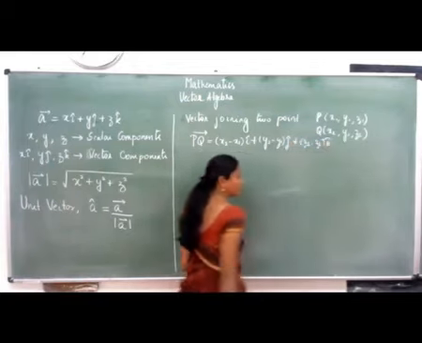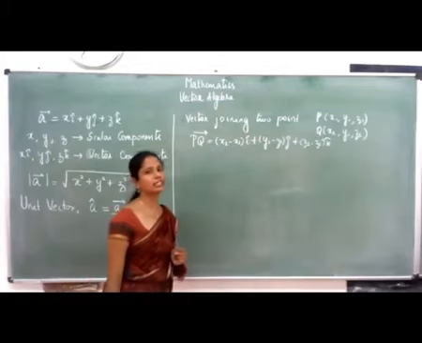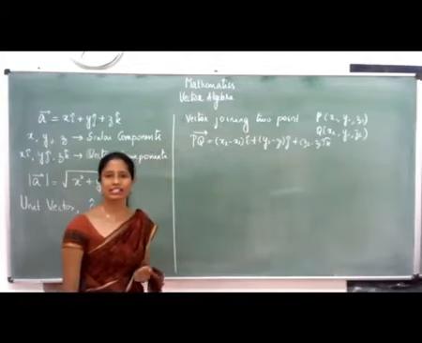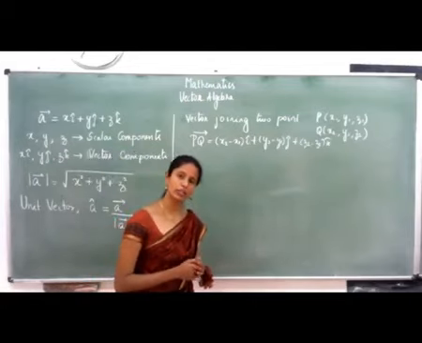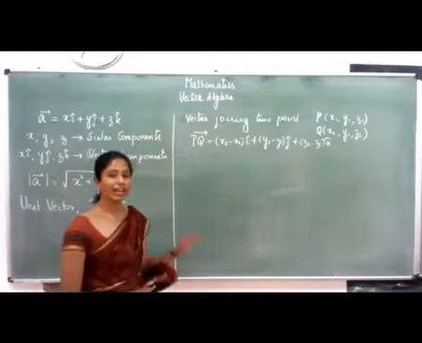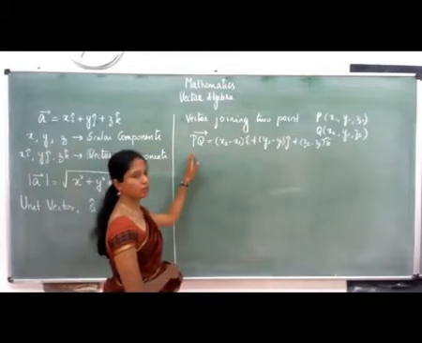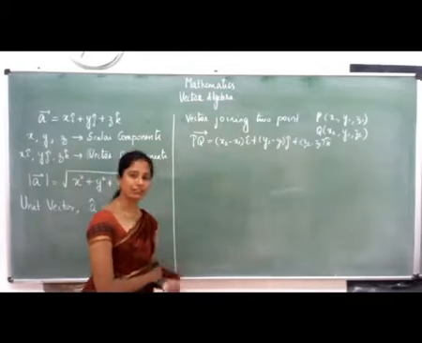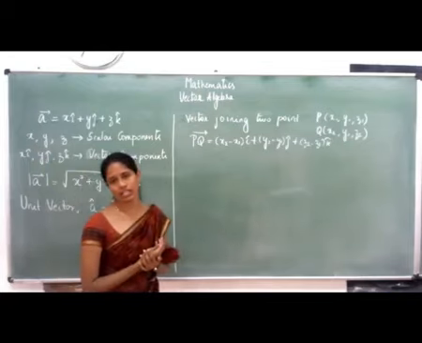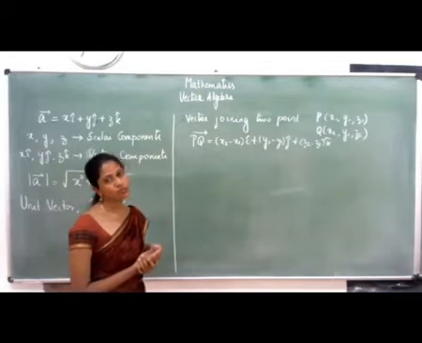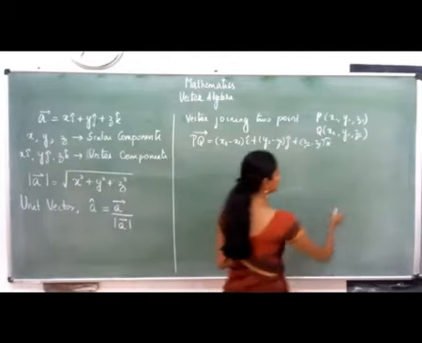I repeat, if you have any two points, say P with the coordinates x1, y1 and z1, and Q with the coordinates x2, y2 and z2, then the vector joining the two points, vector PQ, is given by x2 minus x1 i cap plus y2 minus y1 j cap plus z2 minus z1 k cap. How did we get this?